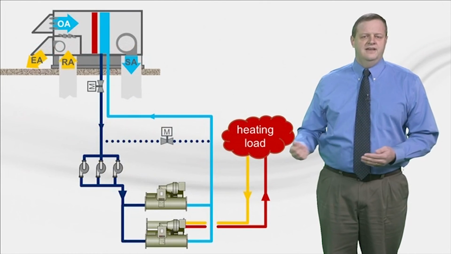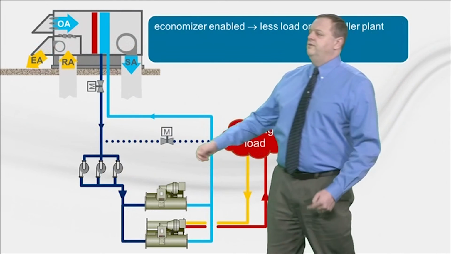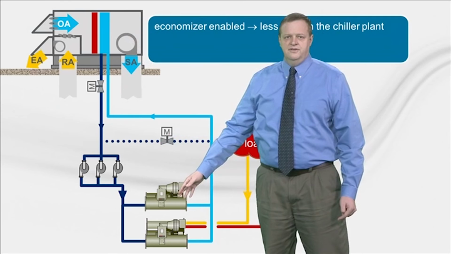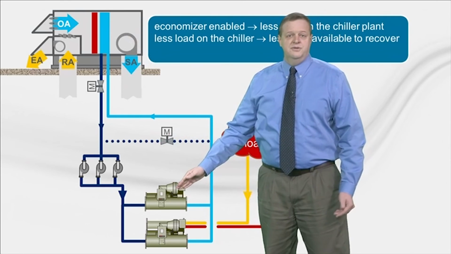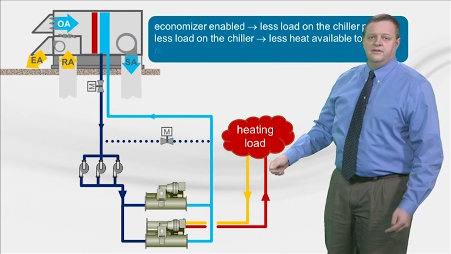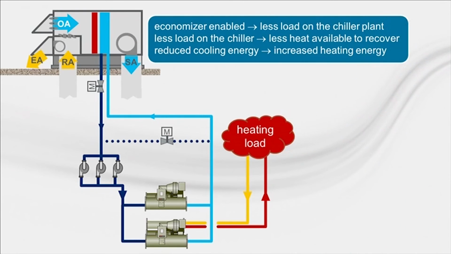So how does this affect the economizer? As we've discussed, when the Airside Economizer is enabled, there's less cooling load being passed on to the chiller. Since the chiller is doing less work, there's less useful heat that can be recovered. So while you're reducing the energy used by the chillers for cooling, the heating energy used by the boiler or electric resistance is increased.